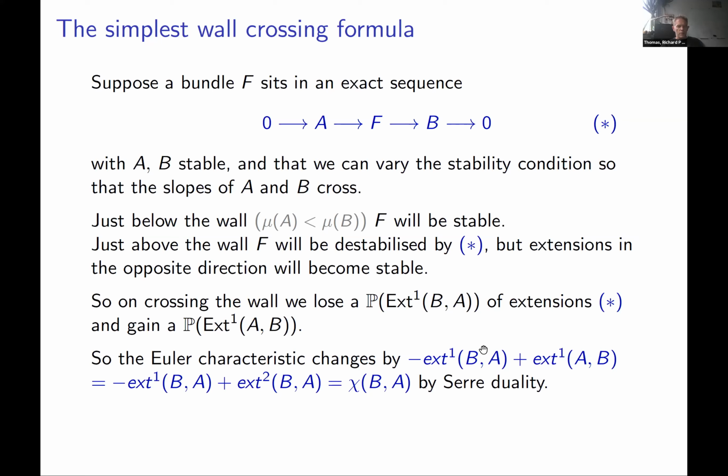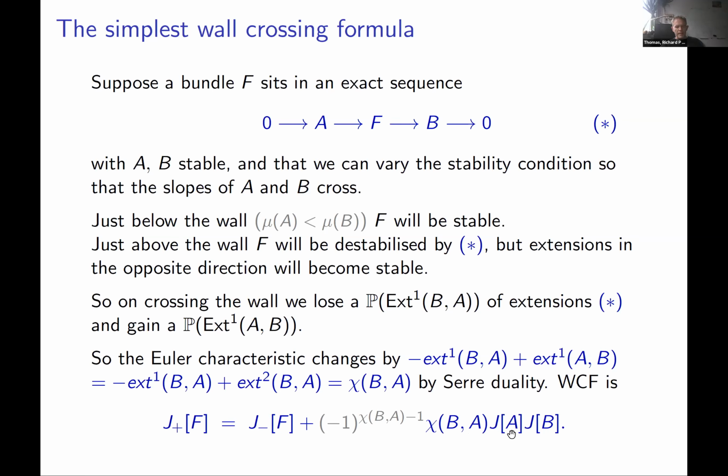Okay, so even though what we lose we can't control and what we gain we can't control, their difference, which we have complete control over, is governed by a topological quantity in A and B. And so what you find is that the invariant above the wall is equal to the invariant below the wall plus the change that I just calculated, that's this chi BA here. We're ignoring the sign, so let's ignore it.